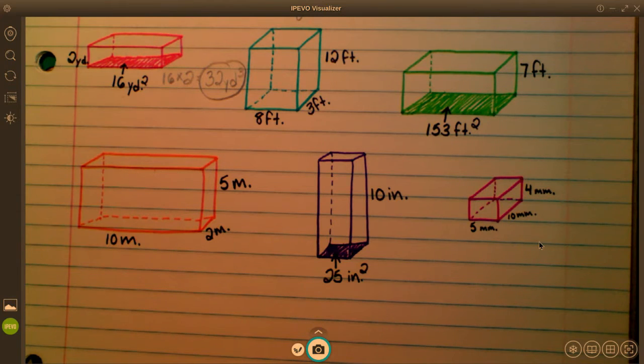So, what I would like you to do, get this all written out to the best of your ability, drawn out. Find the volume of all 5 of these shapes. Then come back to the video and see if you get the same volume that I do. So go ahead, pause the video, find the volume of these rectangular prisms.